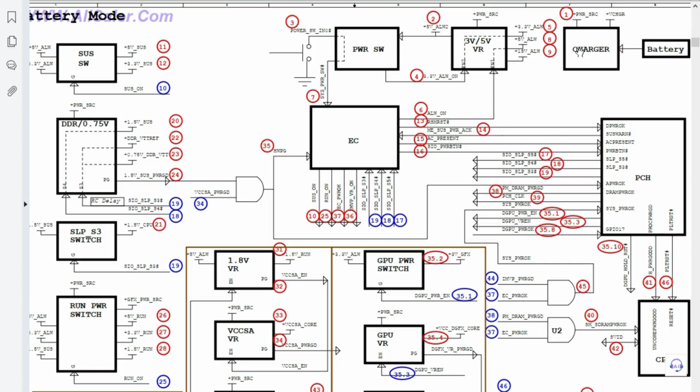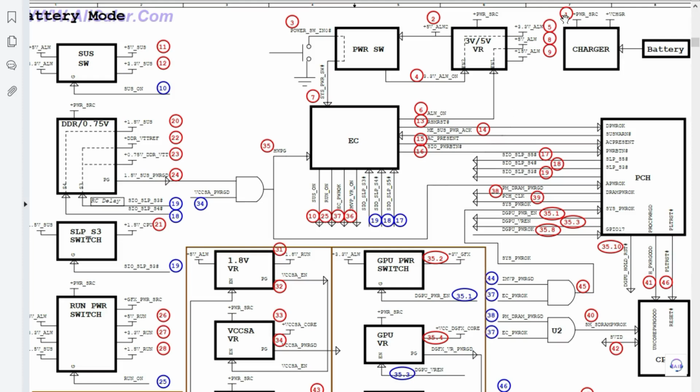First, let's see this square. As you can see, any square here could be an IC or a circuit or a chipset. Here, for example, we have battery, charger, 3 volt, 5 volt. This is the 3 volt, 5 volt circuit. We have the power switch. This is the SIO, the super IO.